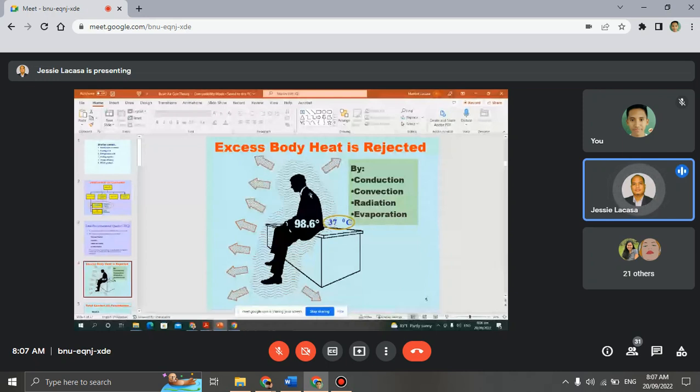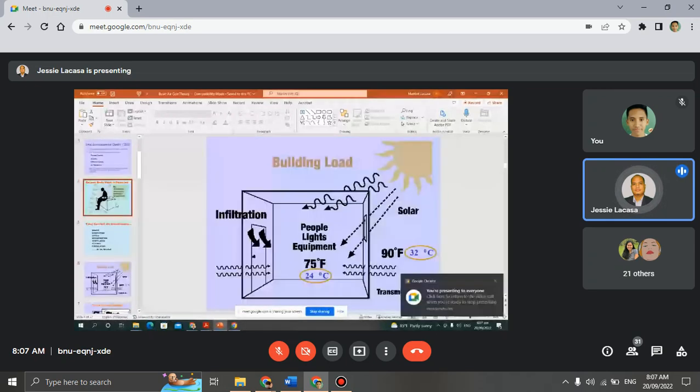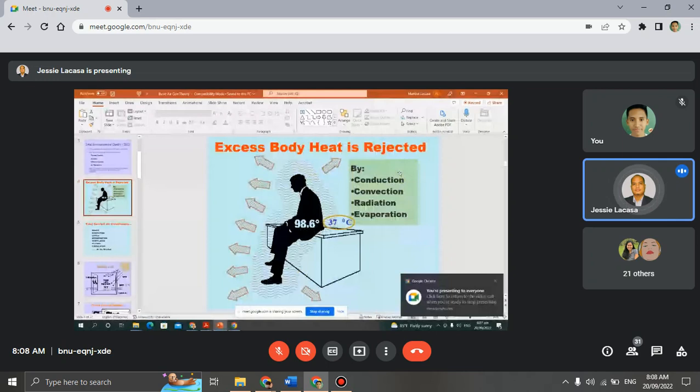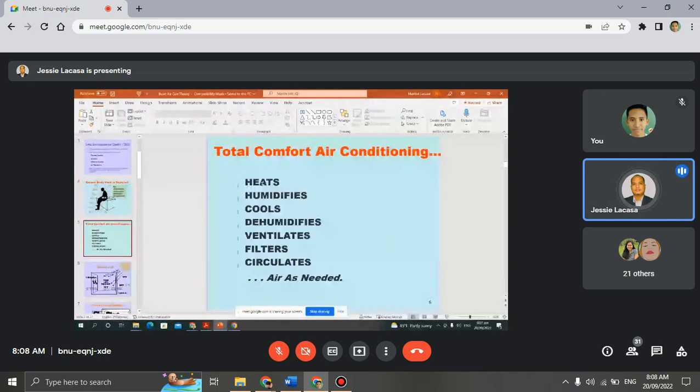So when we reject heat, it is through conduction, convection, radiation, and evaporation. So for the total comfort air conditioning, it heats, it humidifies. It heats if needed. It depends upon the requirement of the room.